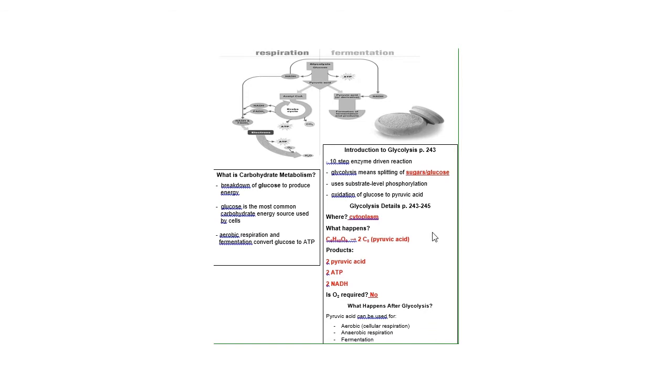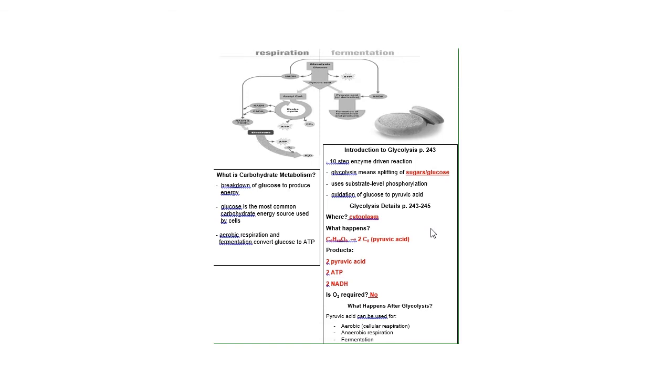So let's look at the details. Yes, it is a 10-step driven enzyme reaction. You do not need to know all 10 steps. You need to know the beginning substrate, which is glucose, and the end product, which is pyruvic acid. Where does glycolysis occur? In the cytoplasm. The cytoplasm is the jelly-like substance inside the cell.